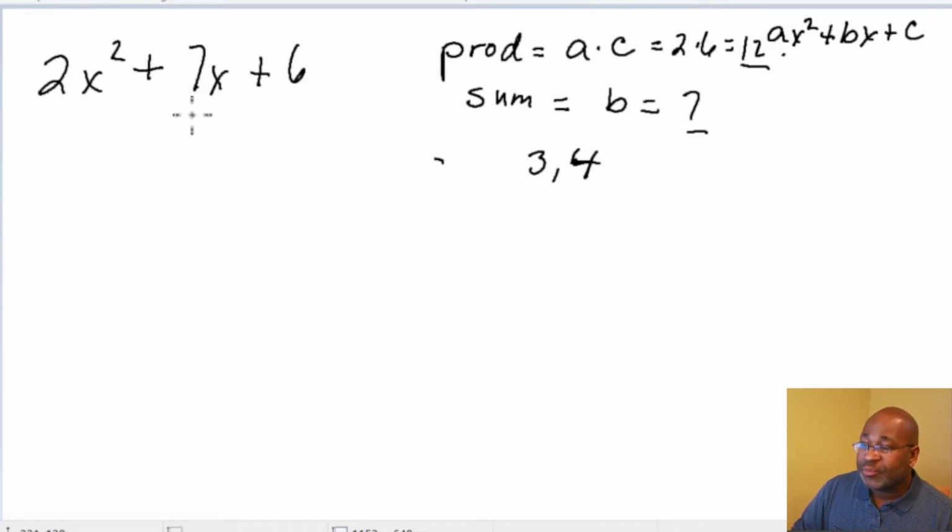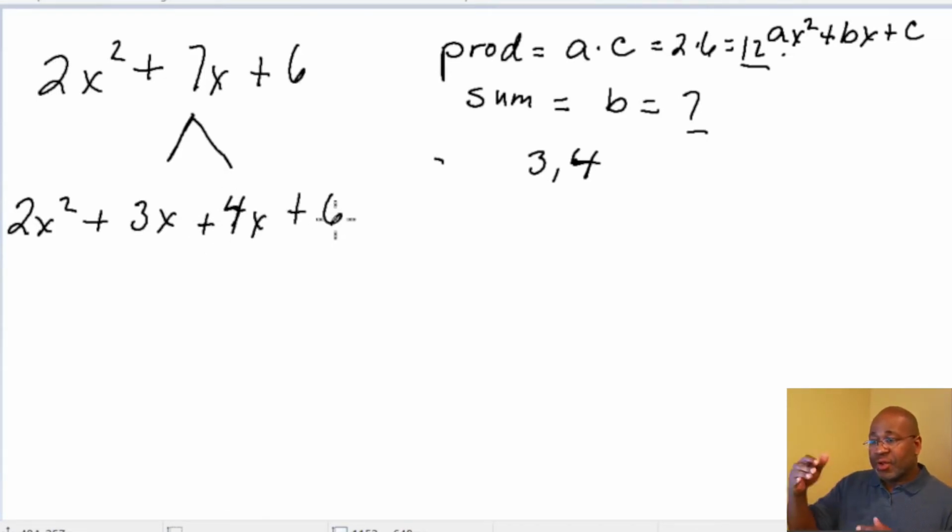What we're going to do is break up the middle term. So the middle term, 7x, we're going to write that as a sum of terms using those two numbers. So we'll bring down the 2x squared, and then we'll have 3x plus 4x. All right, so you see what I did there. I broke up the 7x into 3x plus 4x. So I used those two numbers to break up that middle term.